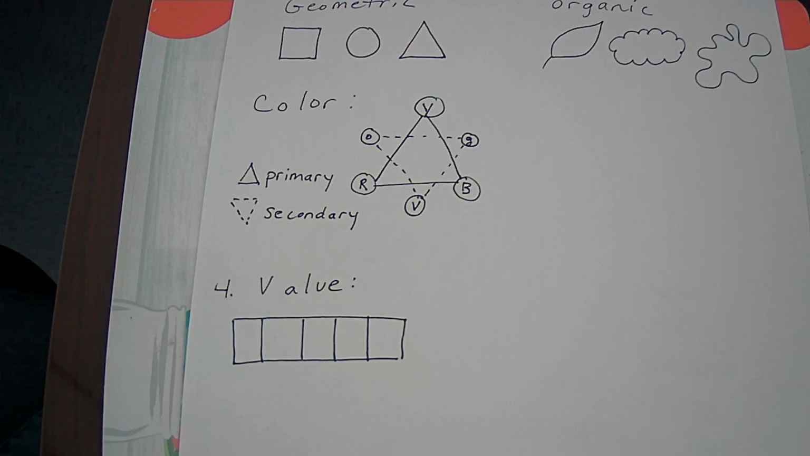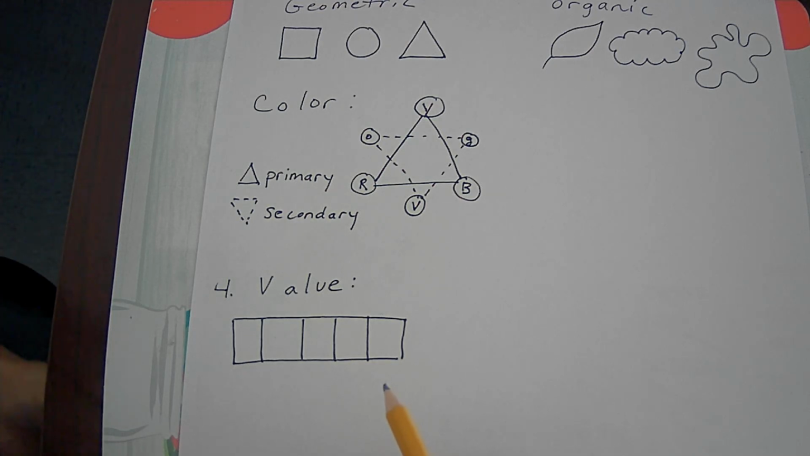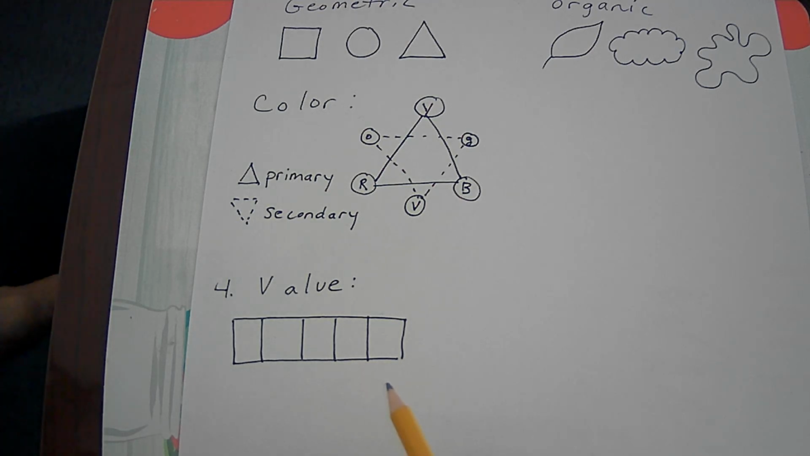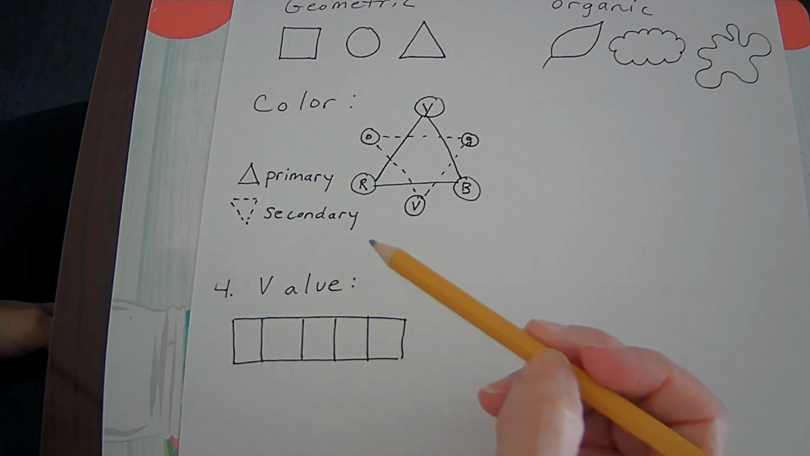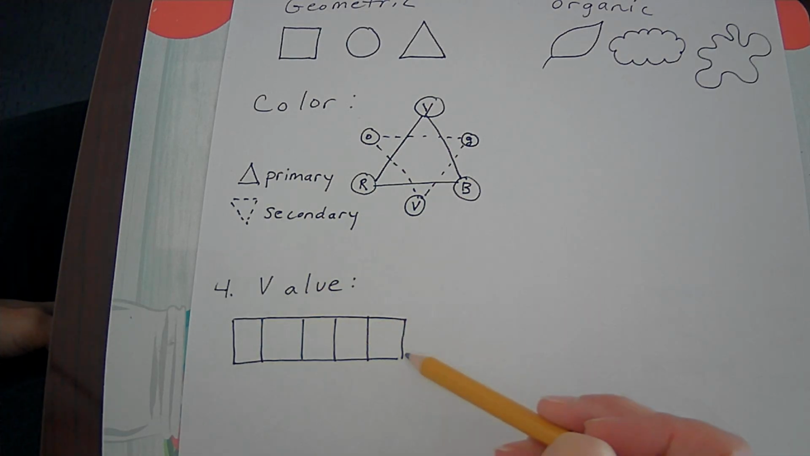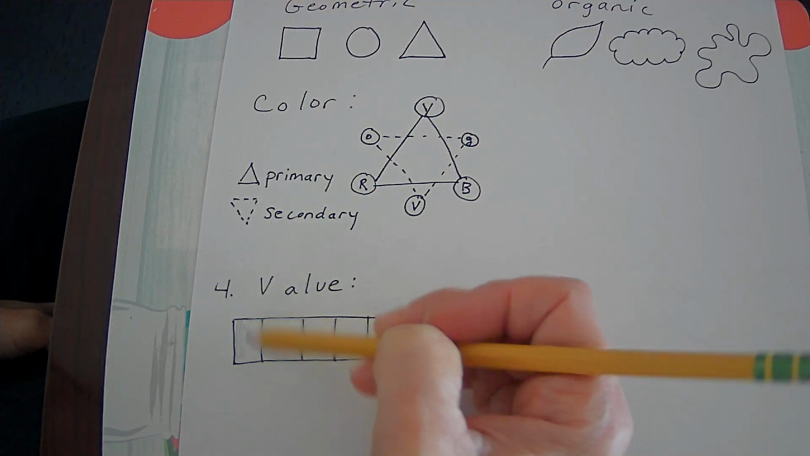So value can be shown in lots of different ways. It can be shown through shading, which is what we're going to practice today. You can shade with pencil or colored pencil. You can also color mix to help your shading. You can also shade with paint. When you're shading with paint, you often mix it with white or with black to make it lighter or darker. For our shading technique, we're going to learn something a little bit new. So we're going to shade across all of our boxes as lightly as possible.